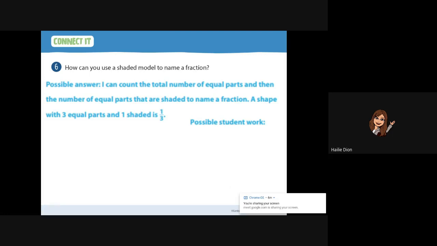So a possible answer is I can count the total number of equal parts and then the number of equal parts that are shaded to name a fraction. A shape with 3 equal parts and 1 shaded is 1/3. So basically that's what I was saying and how we worked through problems 4 and 5.